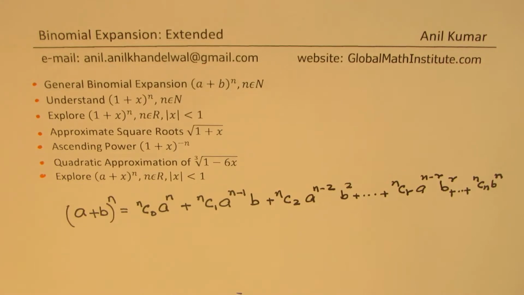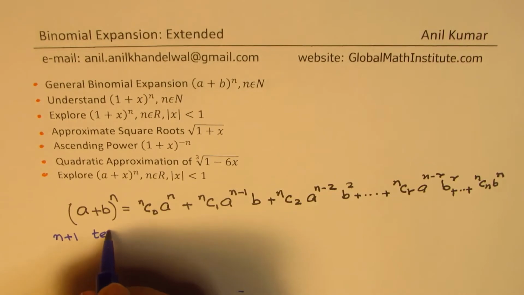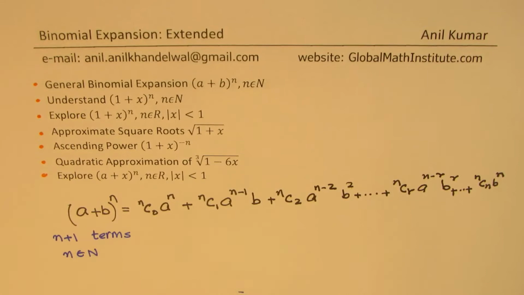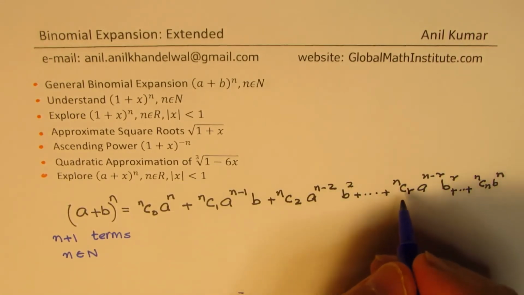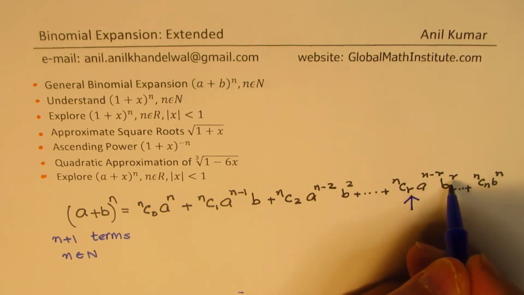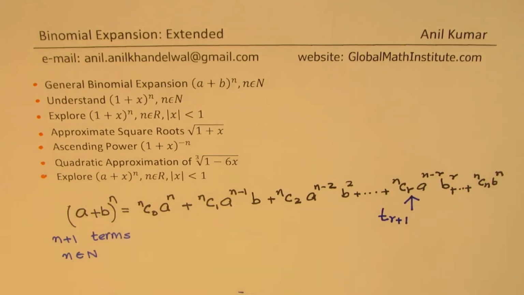right? Some important things which you learned about this series are that there are how many terms in this? Well, there are n + 1 terms, right? So in this series we have n + 1 terms, correct? We know n belongs to natural numbers. And the general term, nCr a^(n-r) b^r, is actually the term number t(r+1).